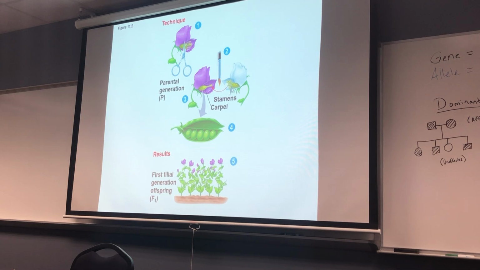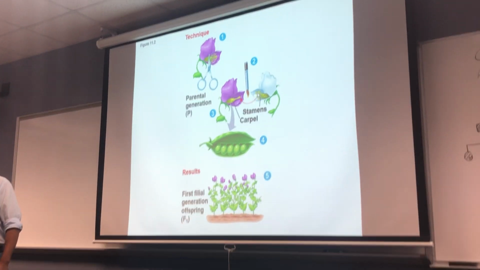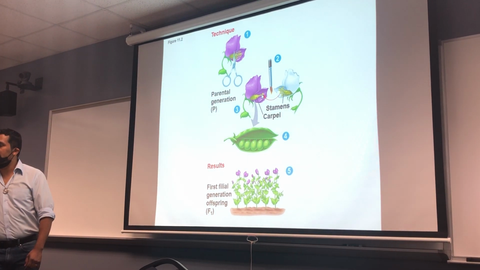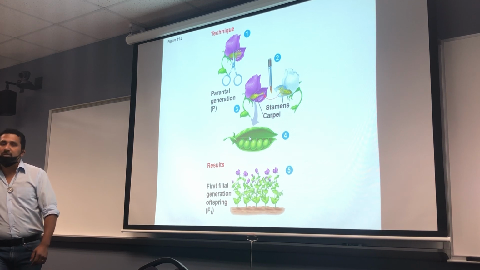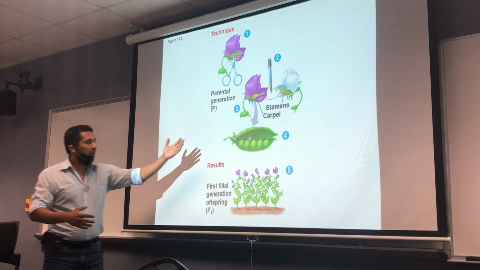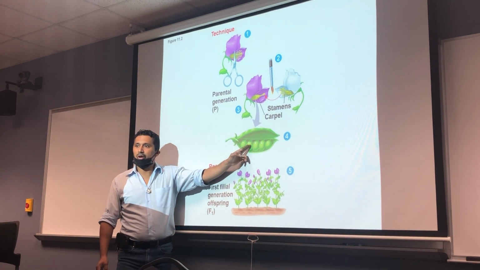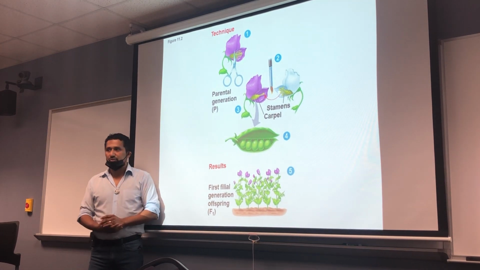So he grabbed the pollen, you can see here from the stamen, from another plant, in this case, the white flower. He grabbed the pollen from the stamen of the white flower and put it into the carpel of the purple flower. Then the pollinated carpel gave rise to the mature pod, and he planted these seeds from the pod, which gave rise to the F1 generation.